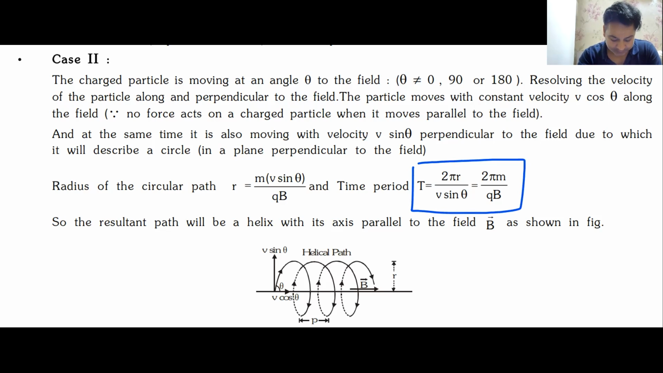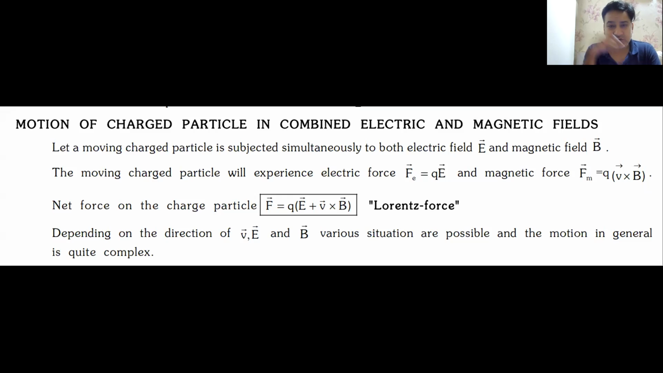problem will come only when you have both the things combined. When I say both the things combined, that means you will have electric field as well as magnetic field, and a particle is subjected to electromagnetic force. Then we use this Lorentz force formula, qE plus qV cross B. Yes or no? Okay. If magnetic field is present and electric field is absent, this is a motion in a magnetic field. If magnetic field is absent, electric field is present, this is motion in electric field. If both are present, then it is a motion in electromagnetic field.